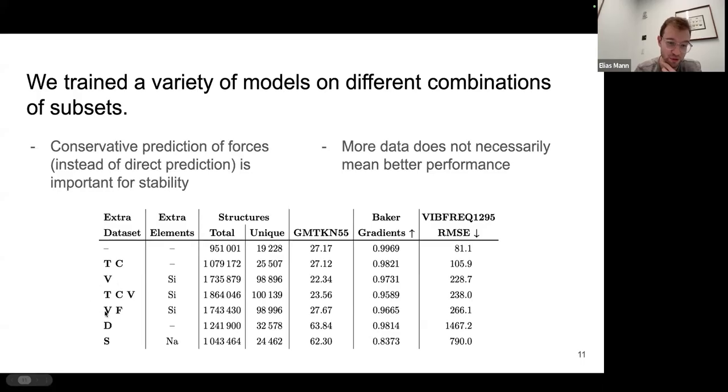We even tried this with pre-training. So F represents a data set of really strained structures, and then V is our data set of ground state structures.